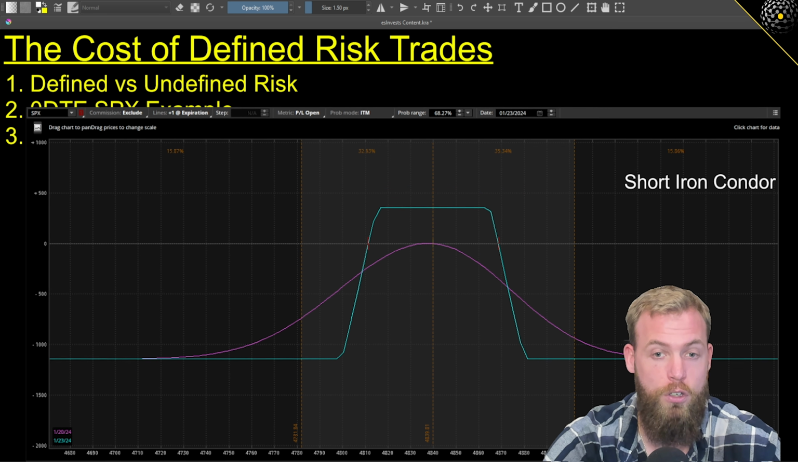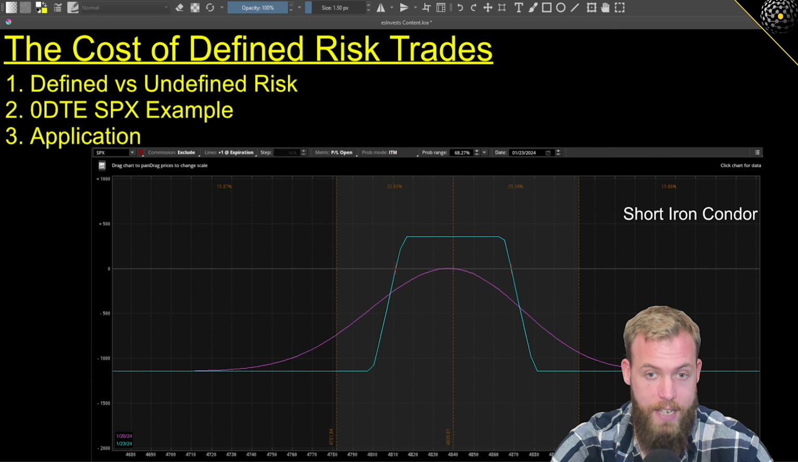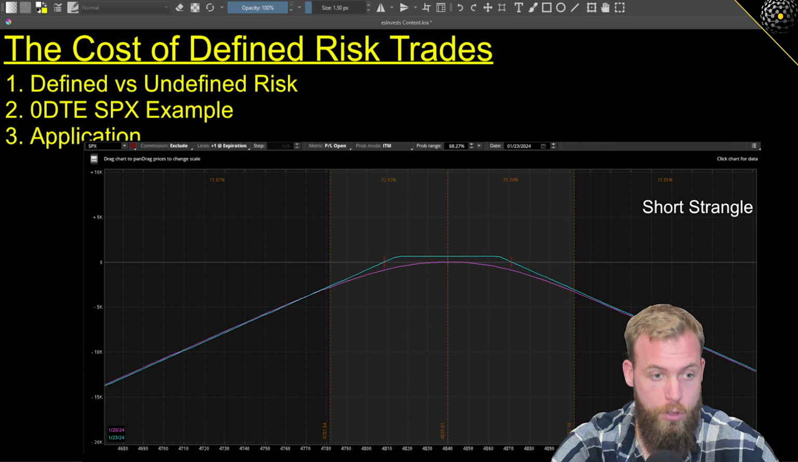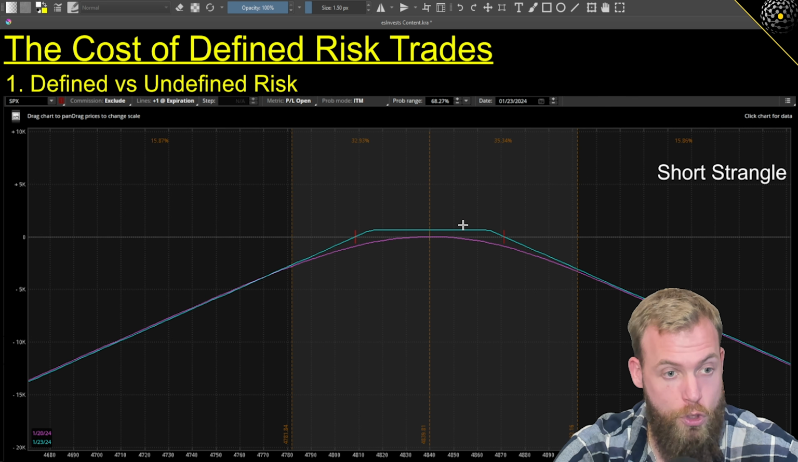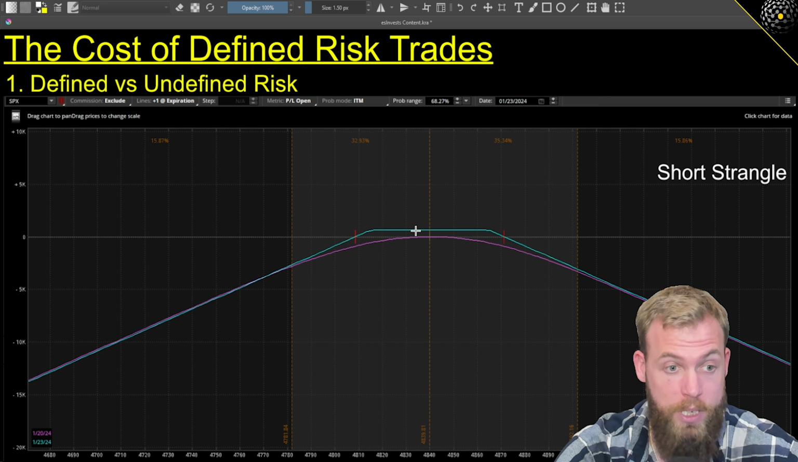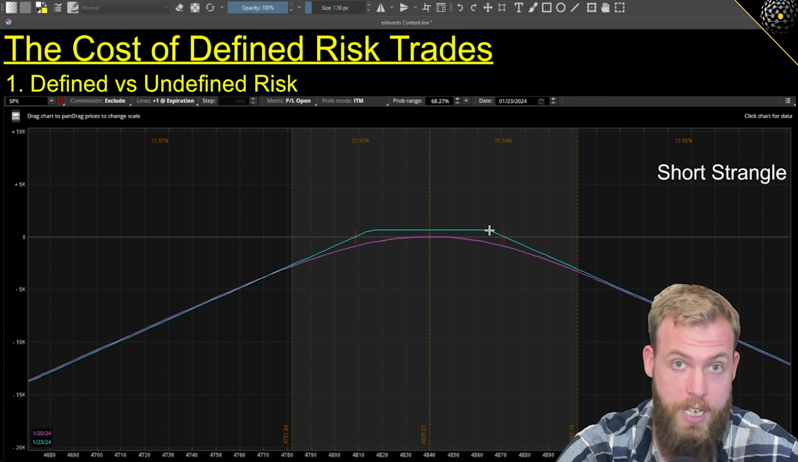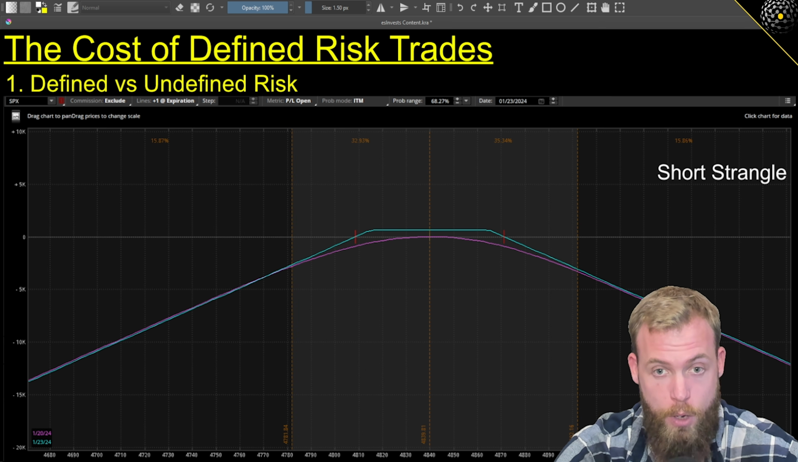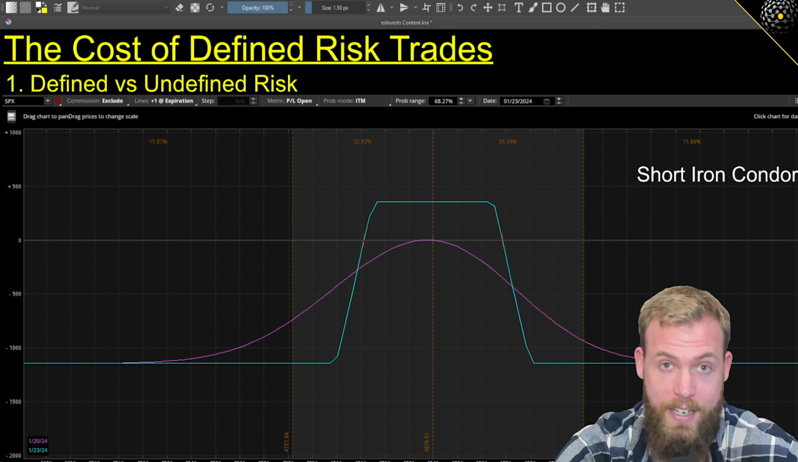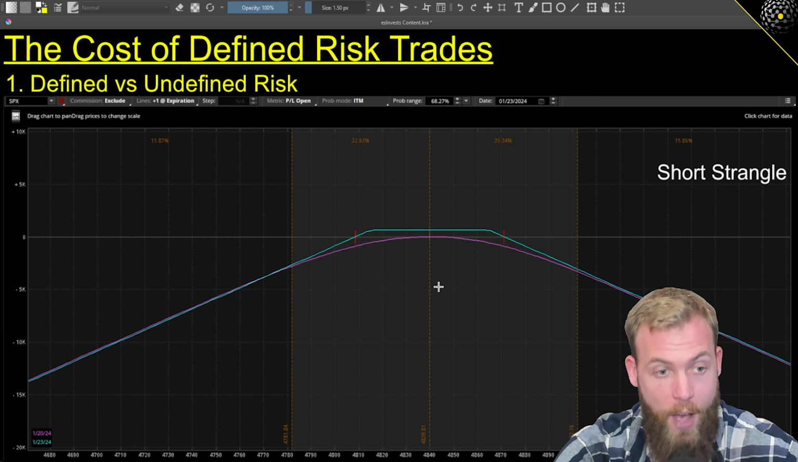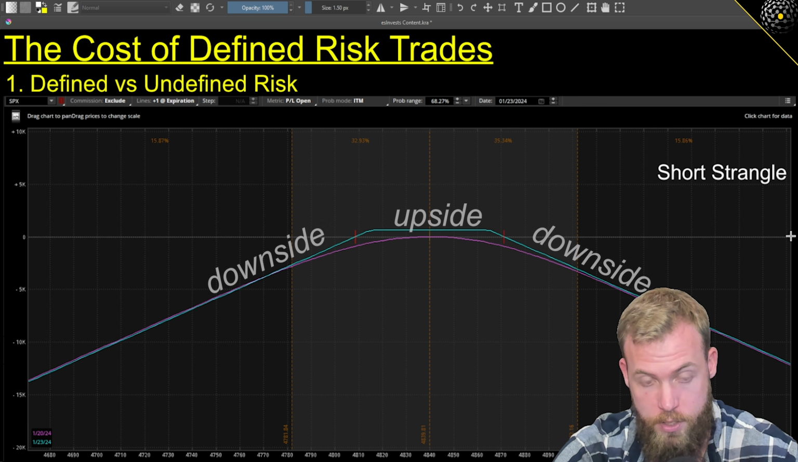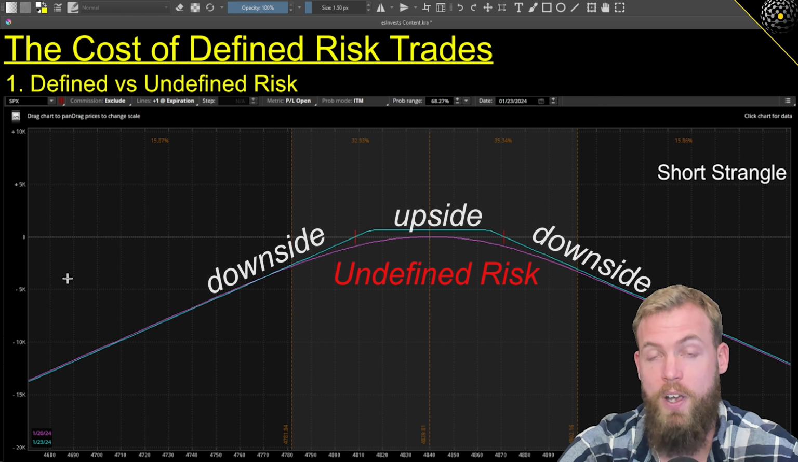Now, let's take a look at a different example, which is going to be the short strangle. The profit zone on your short strangles typically will be wider if you have the same short delta. So in this case, both of these use short 20 delta in SPX. However, notice how both to the upside and to the downside, there's undefined risk.